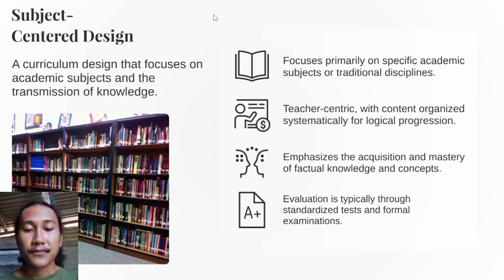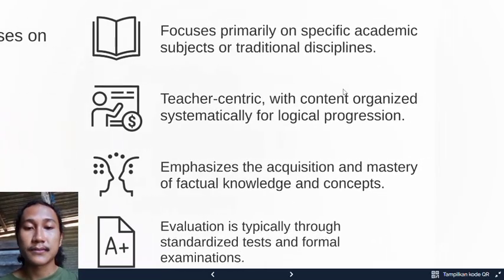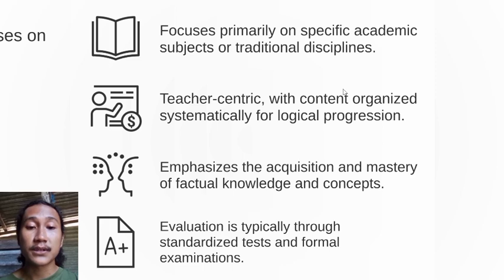And then, there are four characteristics of subject-centered design. The first one is focus primarily on specific academic subject or traditional discipline. Means that learning content is organized according to specific academic discipline. For example, mathematics is taught separately from science or English.